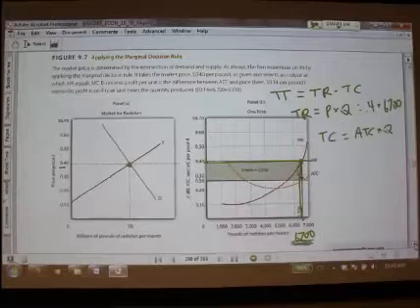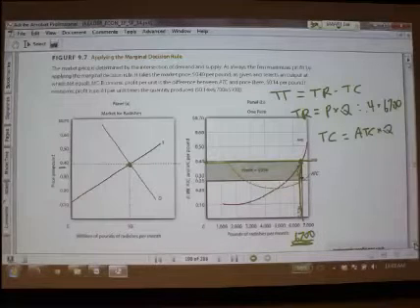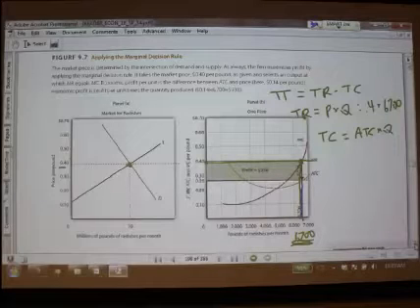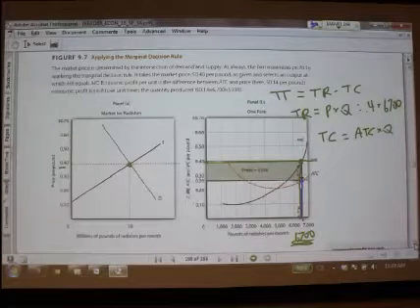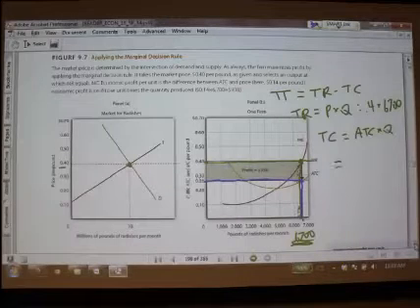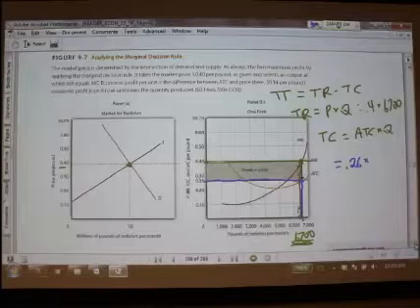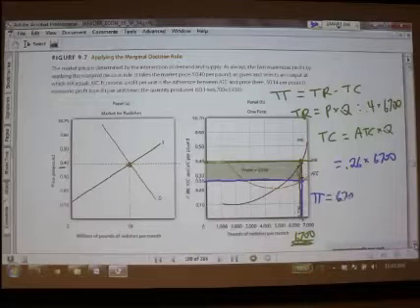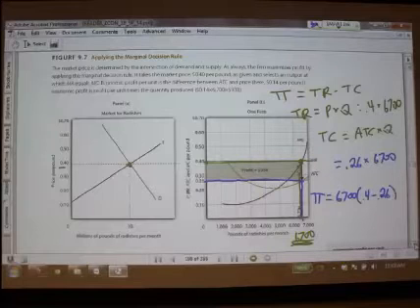When we're producing 6,700, what is the average total cost? From this figure, start at 6,700 and go up until you hit the average total cost curve. That happens right here. Then go over to find out what it is. Turns out it's 26 cents. So total cost equals 26 cents times 6,700. Another way that you could write this is that profit equals 6,700 times 0.4 minus 0.26.